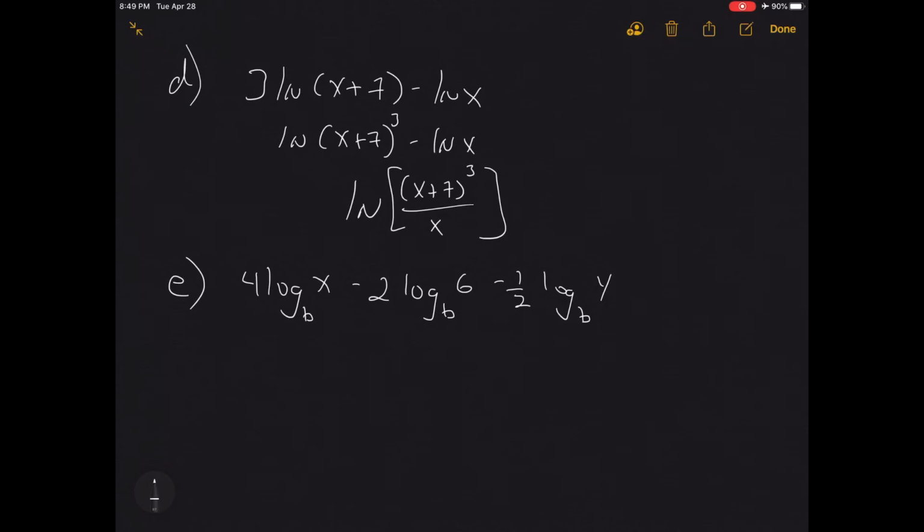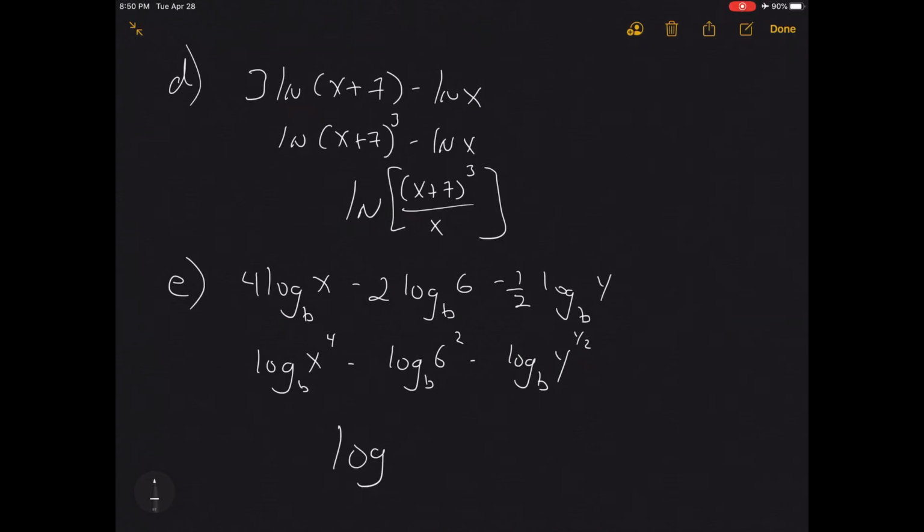Okay, all the bases are the same, so we can condense these. First step, bring all of the coefficients, bring all of the things being multiplied out in front of the logs, bring those up as your exponents. So we're going to have the log of x to the 4th, base b, minus the log of 6 squared, base b, minus the log of y to the 1/2 power, base b. Okay, now I've gotten all of the exponents. Now I can condense everything into one log.